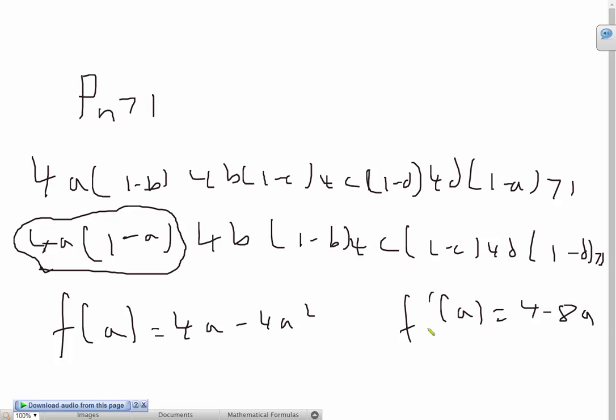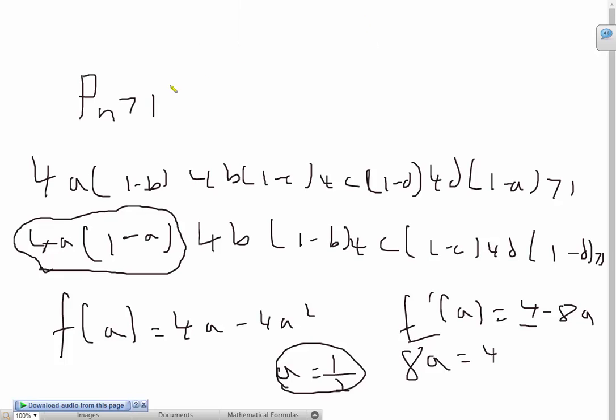Since we want the highest value of this product, we have to set this equal to 0. If we set it equal to 0, we get 8a is equal to 4 and a is equal to 1 over 2. If you want to verify, you can just take the second derivative and it'll be negative 8, and so that verifies that this value will indeed give us the highest product possible.